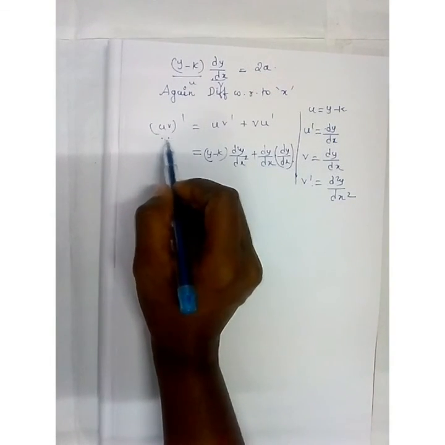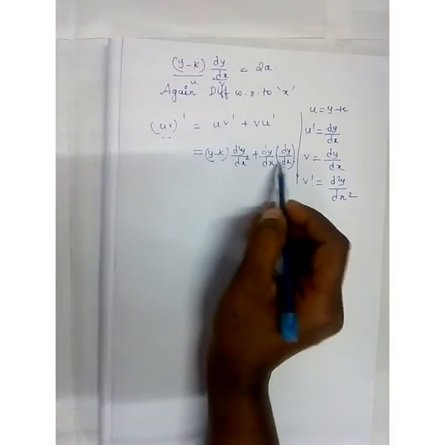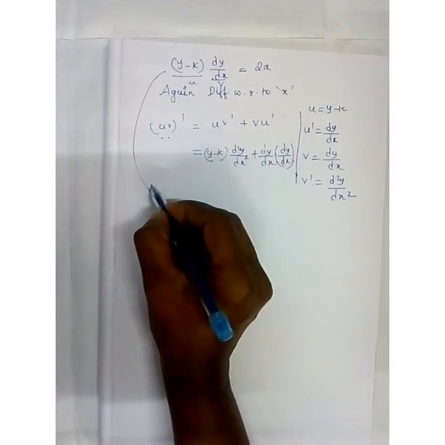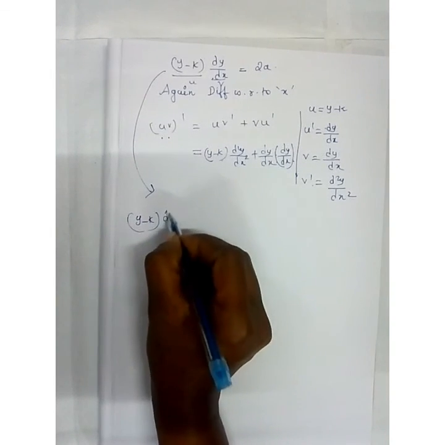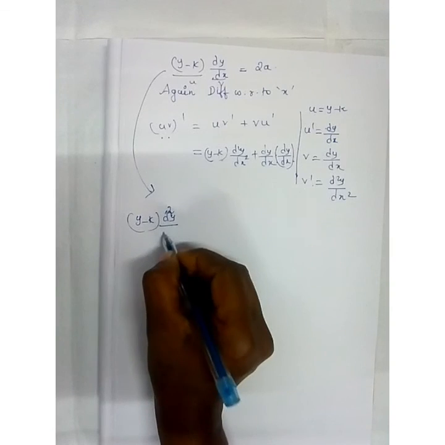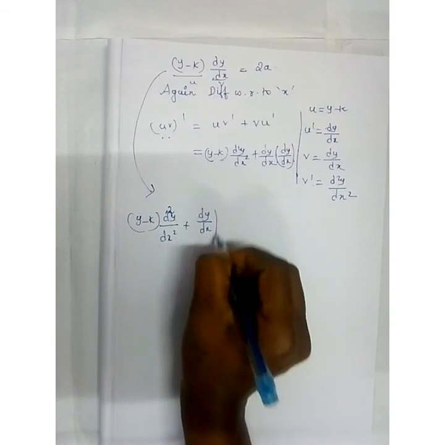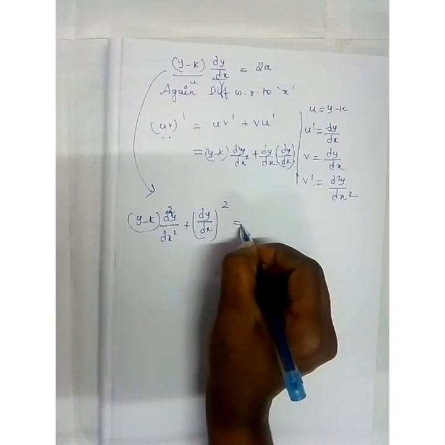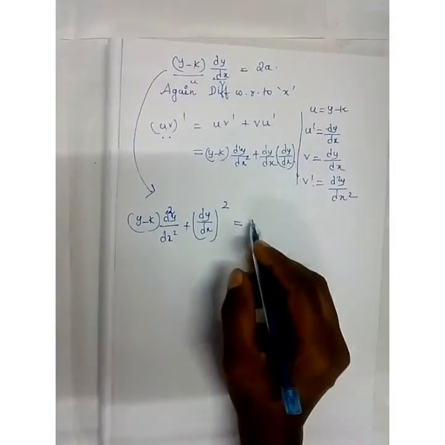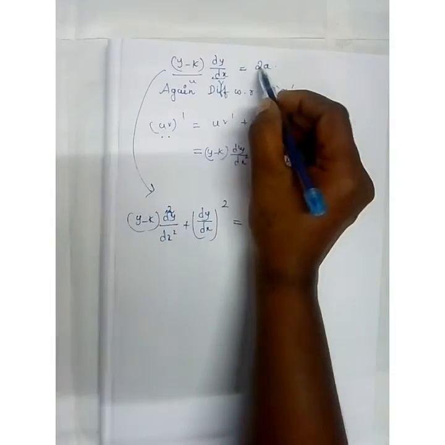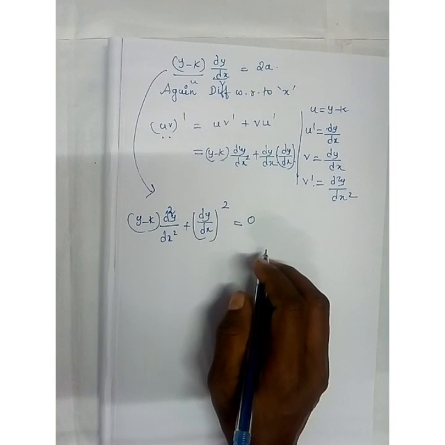After applying the product rule, we got this result. So instead of this term, I can write this one. Here I can write y minus k into d square y by dx square plus dy by dx the whole square, which is equal to the differentiation of 2a. 2 is constant, a is also constant, so differentiation of a constant term is 0.